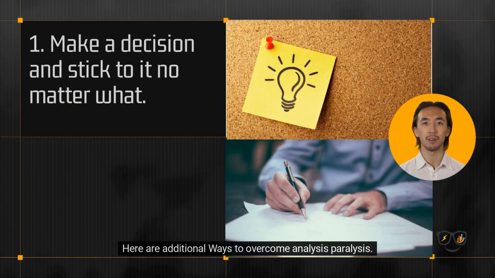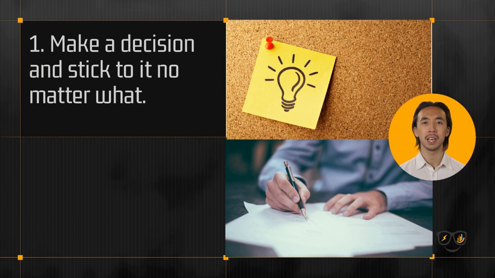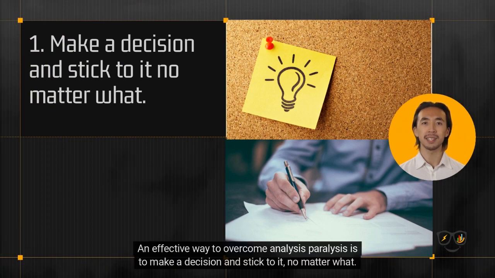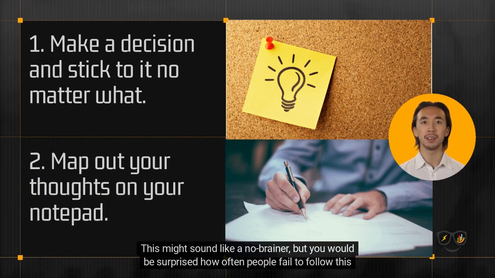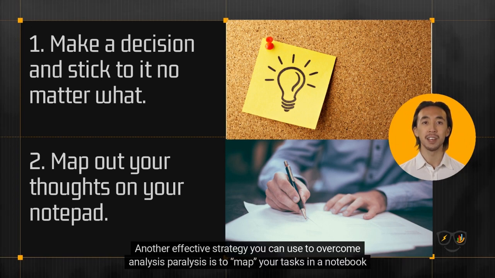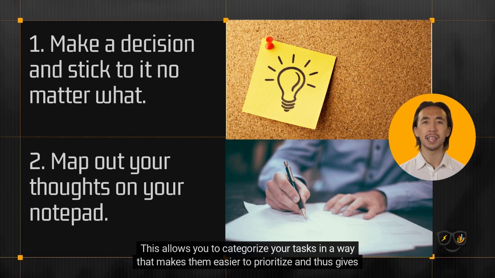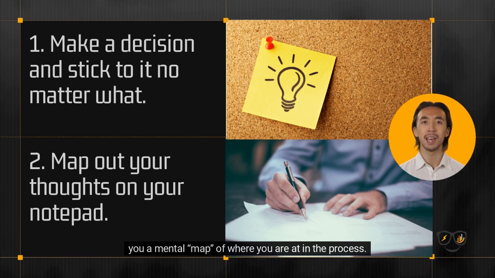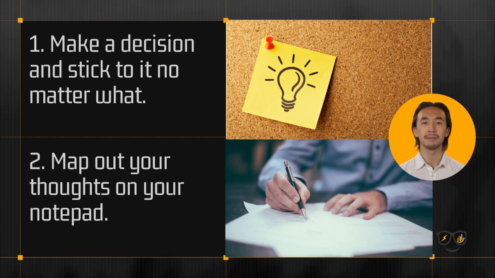Here are additional ways to overcome analysis paralysis. An effective way to overcome analysis paralysis is to make a decision and stick to it, no matter what. This might sound like a no-brainer, but you would be surprised how often people fail to follow this advice. When you have made your mind up on a course of action, it is important to follow through with it, no matter what. Another effective strategy you can use to overcome analysis paralysis is to map your tasks in a notebook or on a piece of paper. This allows you to categorize your tasks in a way that makes them easier to prioritize and thus gives you a mental map of where you are at in the process.